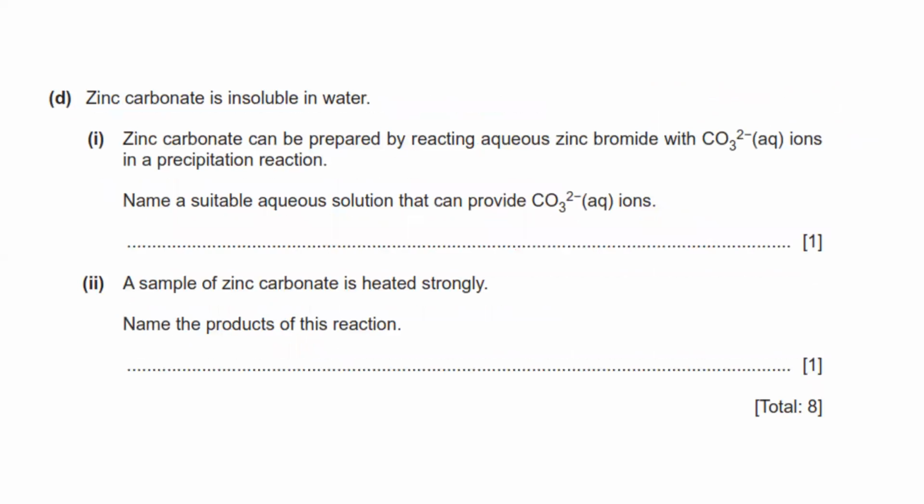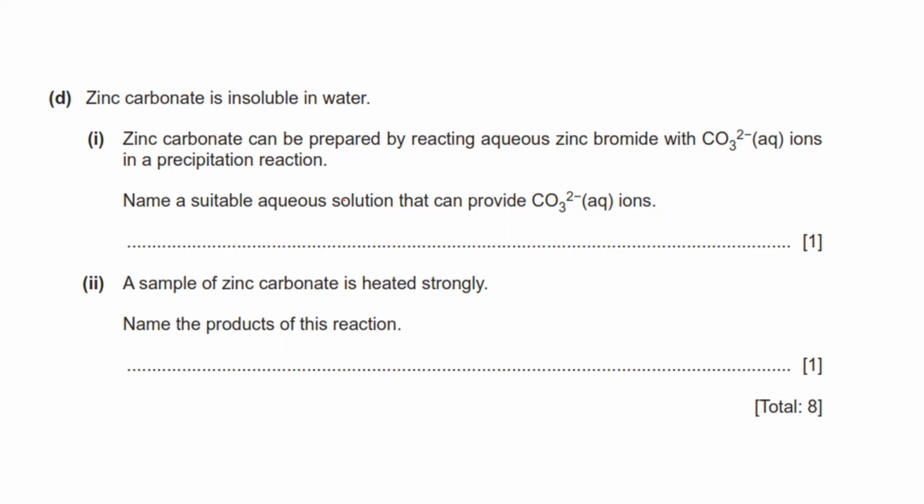So next question, part number D, it says zinc carbonate is insoluble in water. So remember, very few carbonates are soluble. For example, sodium carbonate, potassium carbonate, aluminum carbonate. Rest all carbonates are insoluble. So zinc carbonate can be prepared by reacting zinc bromide with carbonate ions in a precipitation reaction.